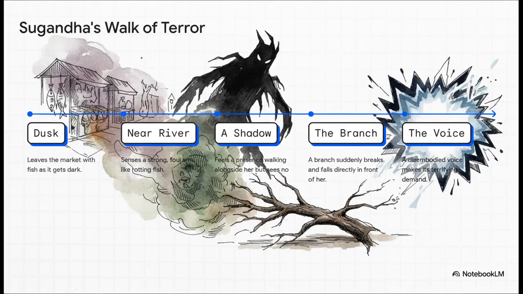From there, this story just masterfully builds the terror during Sugandha's walk home, ramping it up step by step. First, it hits the senses, this foul, overpowering smell of rotting fish. Then it gets psychological, that deeply unnerving feeling of a shadow walking right beside her, even though there's no one there. Then it gets physical, a real threat, when a huge branch just snaps and crashes down right in front of her, blocking her way. And it all leads up to the absolute horror of that final, disembodied voice.